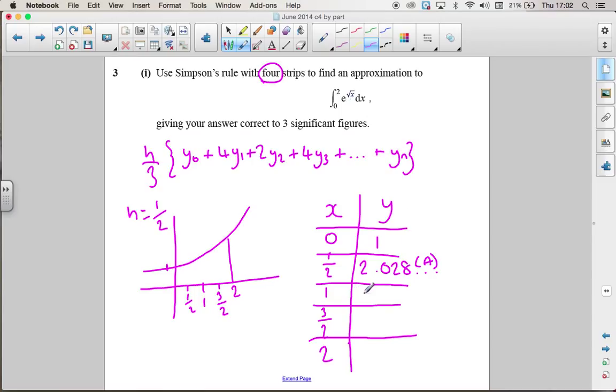E to the root 1 is just going to be e. So I'm just going to write e and use that later. There's no point in just working out e and saving that into memory because I've got that button ready. Next one is going to be e to the root of 3/2. I'm going to work that one out on my calculator, which is 3.40. I'm going to save that into my memory B.